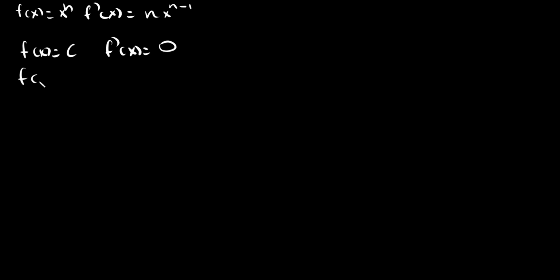f of x equal to x to the power of n. If you do a derivation of that, f prime of x is going to equal n times x to the power of n minus 1. If f of x equal to c, f prime of x is going to equal 0. If f of x equal to c x to the power of n, your f prime of x is going to equal c n times x to the power of n minus 1.